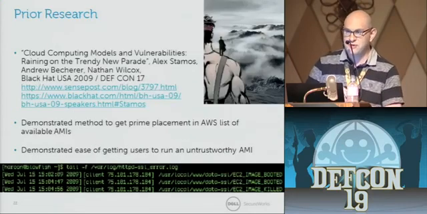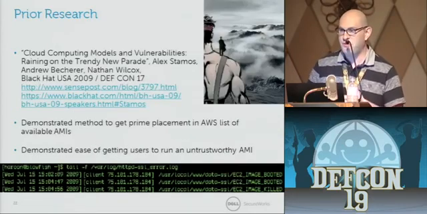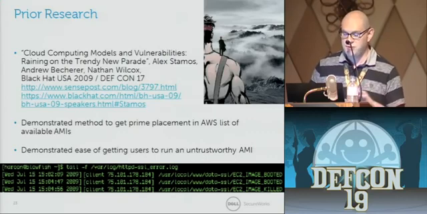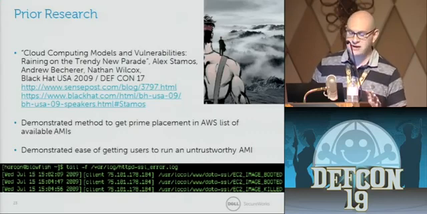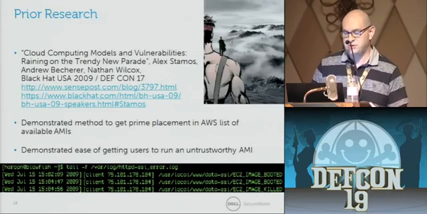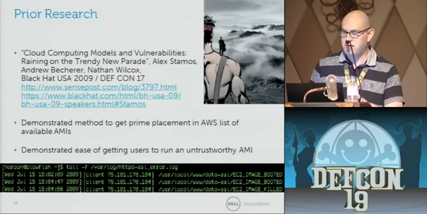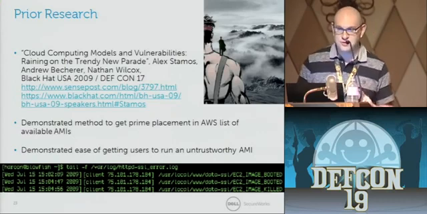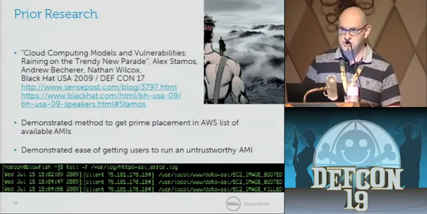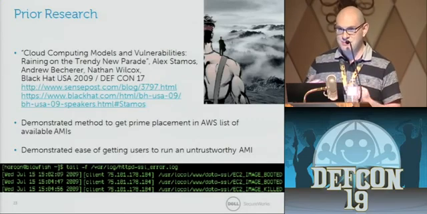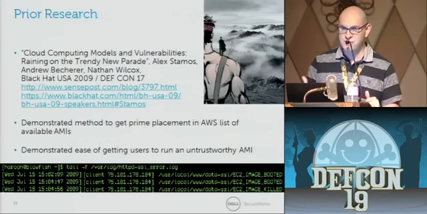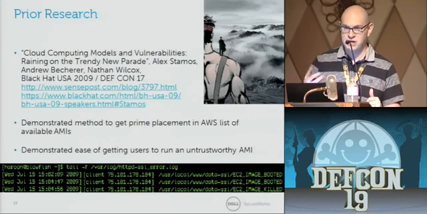As we're going through this, we found some prior research that we thought was interesting and wanted to call out. A few years ago, back at Black Hat 09, DEFCON 17, a group of researchers, including Alex Stamos, delivered a talk called Cloud Computing Models and Vulnerabilities, Raining on the Trendy New Parade. Among other things, they showed two interesting techniques. One was a way to essentially game the system to get prime placement of their own machine image within the list of public machine images.